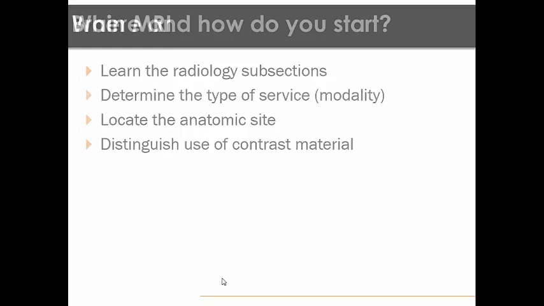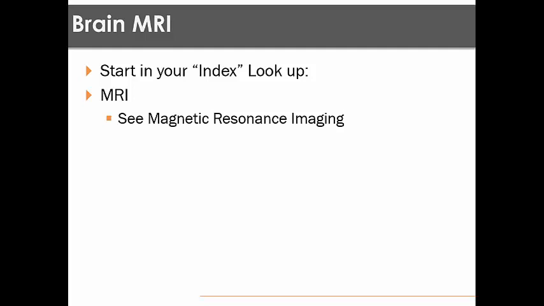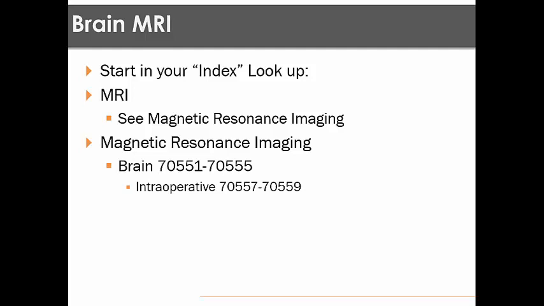Okay, we're just going to walk through a quick example. So let's take a brain MRI. First, you'd start in your index and you would look up MRI. When you looked up MRI, it would say see magnetic resonance imaging. So you'd go to magnetic resonance imaging, and underneath that heading, you would find brain, and you'd find the codes 70551 to 70553, and under that, indented further, would be intraoperative 70557 to 70559.